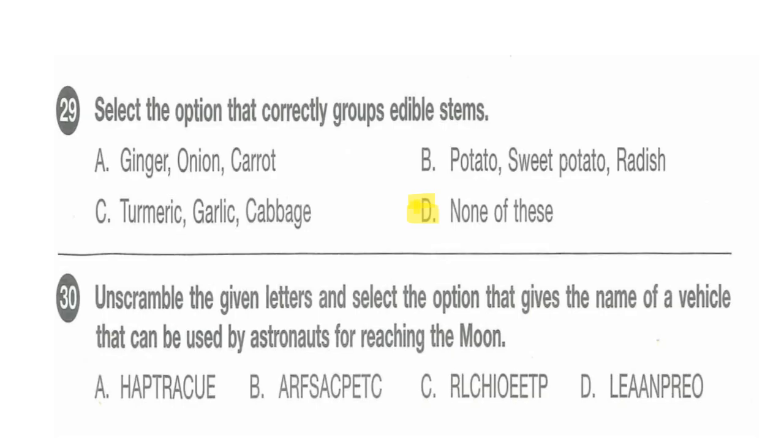Let's move on to the next question, question number 30. Unscramble the given letters and select the option that gives the name of a vehicle that can be used by astronauts for reaching the moon. The scrambled letters are given, from which you have to make a word that would give the name of a vehicle that can be used by astronauts for reaching the moon.